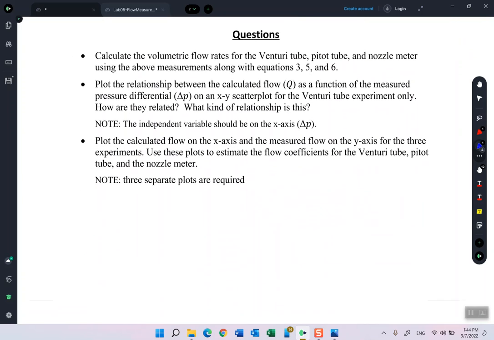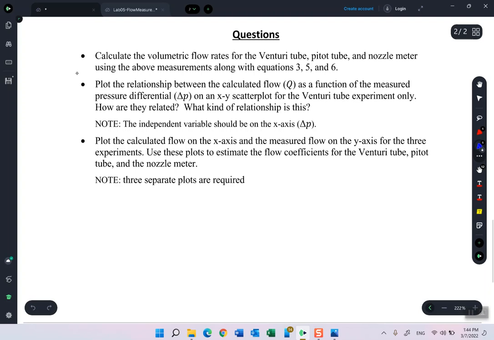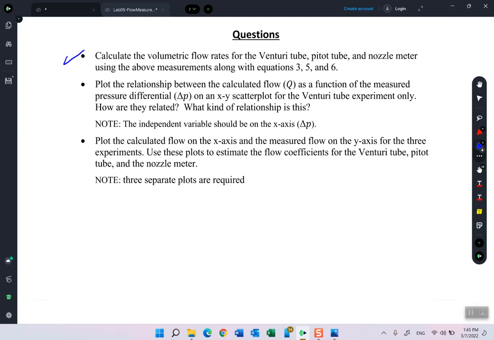What about the questions? Actually, this experiment has many concepts that might be new, and you should be very familiar with them, because of course you will need them in other courses, maybe. It's not something related only to fluid mechanics. So for the first question, we already did that. We already calculated the volumetric flow rates by using equations 3, 4, 5, and 6.